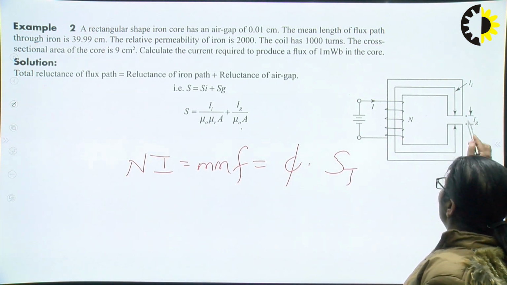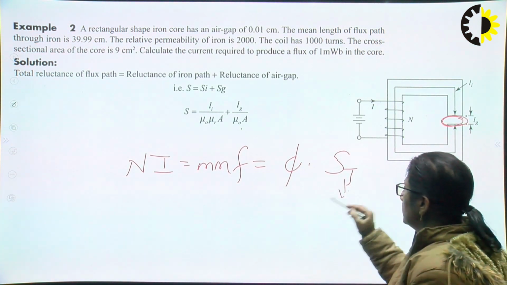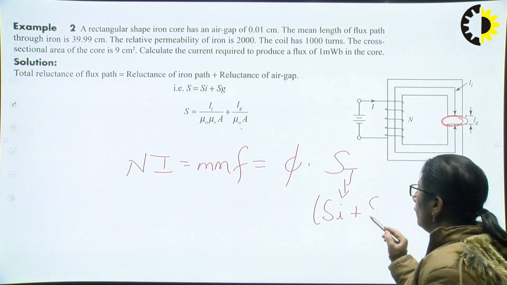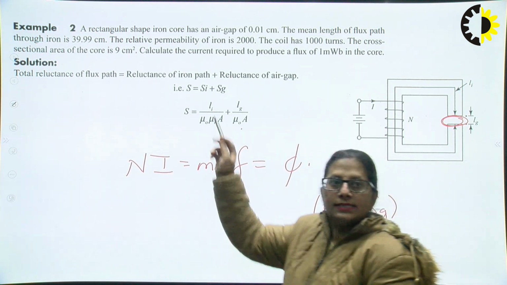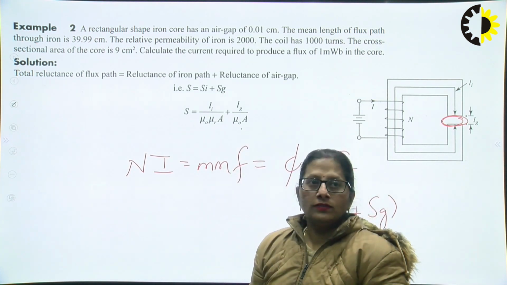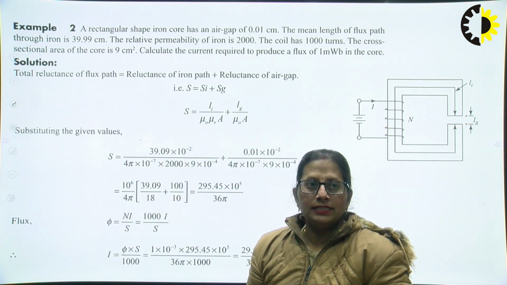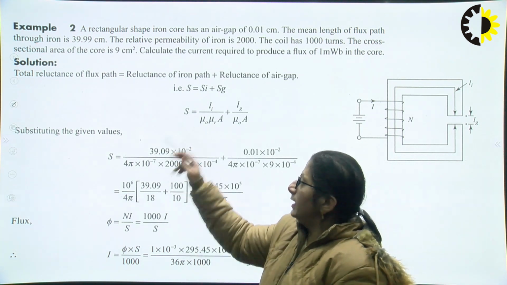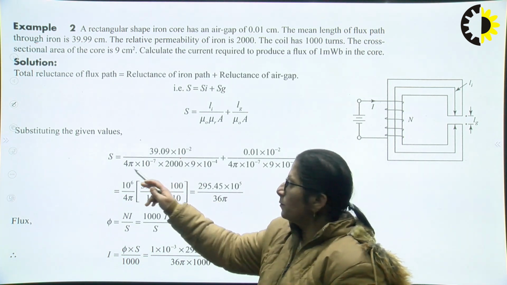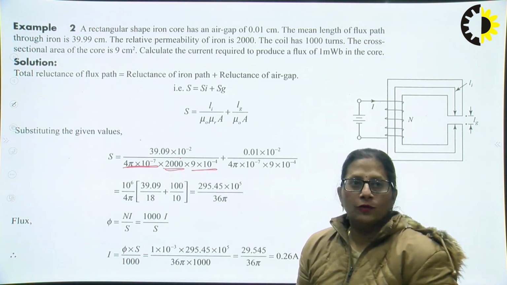It's a rectangular core, but it also has this air gap. So I'll be having now two reluctances. This total reluctance is given by the reluctance of the core part plus the reluctance of the air gap. S is equal to S_i plus S_g. So S is given by, once again, length of the iron path, its permeability and area, plus length of air gap, permeability and area. Substituting the values, the length of the iron path in meters, 39.09 10 to the power of minus 2, mu naught, mu r 2000, area 9 10 to the power of minus 4.